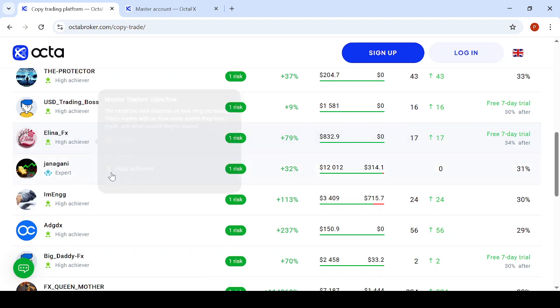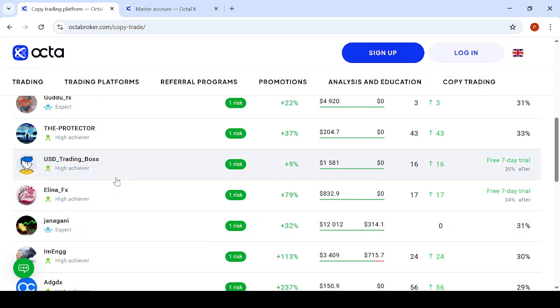Now, once you have consistently replicated your demo success in a live account, gradually transition to your real capital, starting small and scaling as your confidence and results grow.